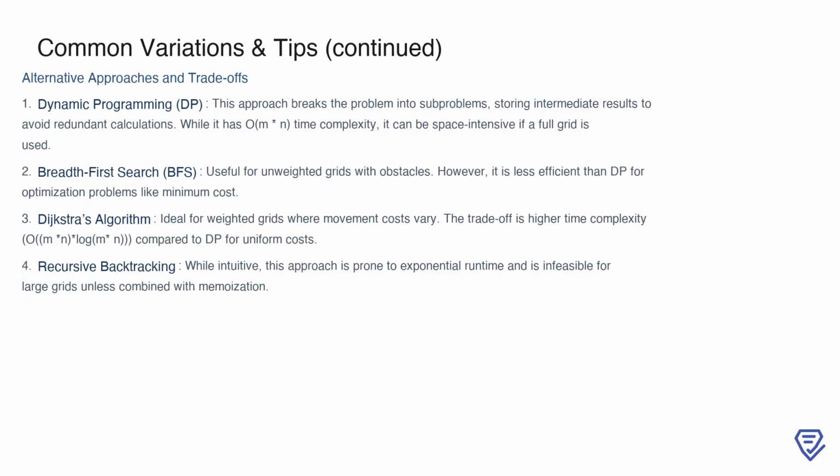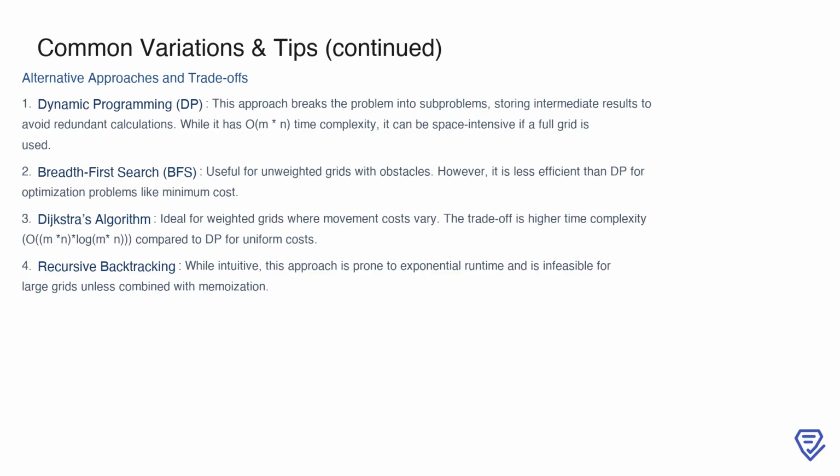There are several alternative approaches to solving grid-based problems like this one, each with its own trade-offs. Dynamic programming is a highly effective method that breaks the problem into smaller subproblems and stores intermediate results to avoid redundant calculations. While its time complexity is O(m*n), it can be space-intensive if a full grid is used. Breadth-first search, or BFS, is another option, particularly for unweighted grids with obstacles, although it's generally less efficient than dynamic programming for optimization problems like minimizing costs.